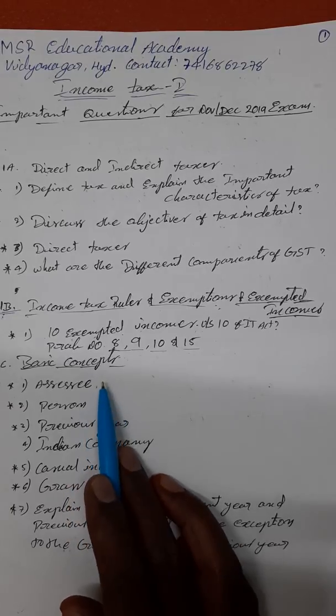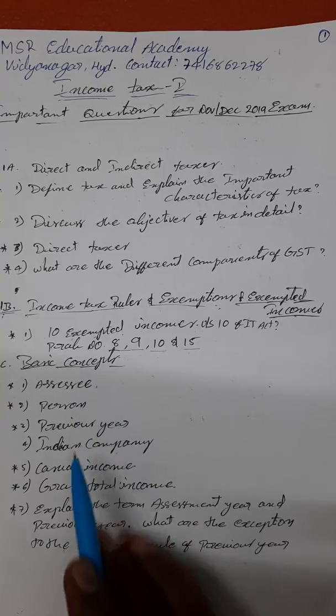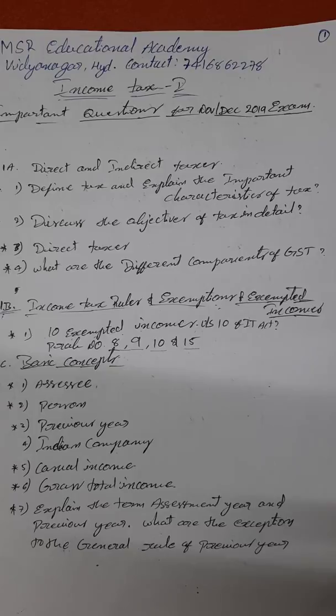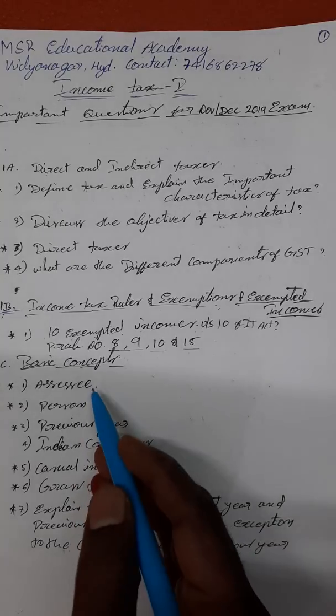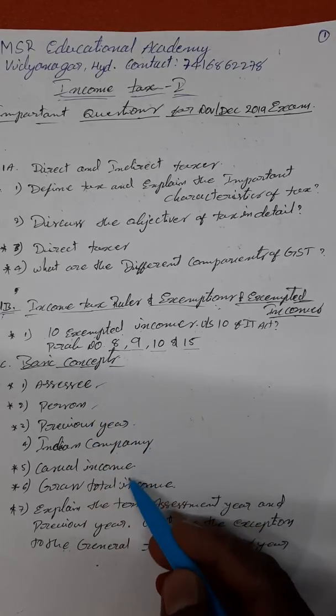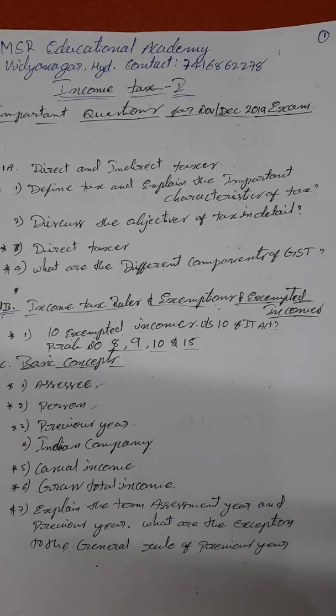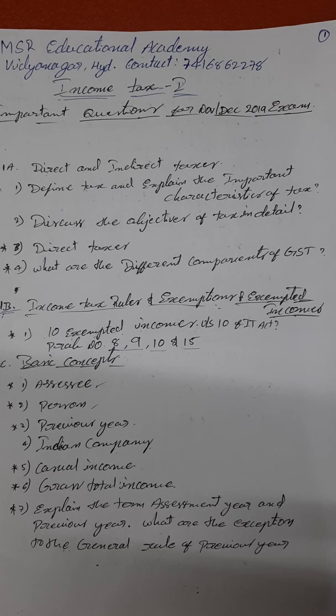If it is asked in the long questions, they will give only up to 5 to 6. If it is a short question, any 1 or 2. Like that, in the examination they will ask questions. So in this first one, basic concepts: assessee, person, previous year, Indian company, casual income, gross total income, explain the term assessment year and previous year and so on. So these are the important questions for basic concepts, that is the introduction chapter.